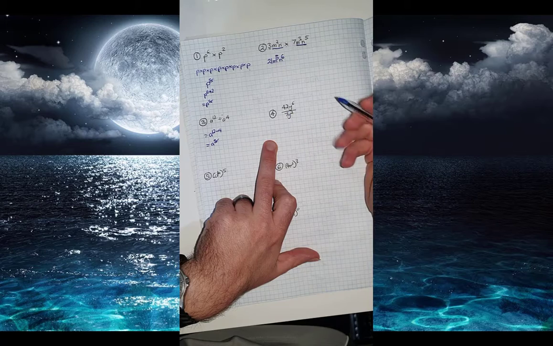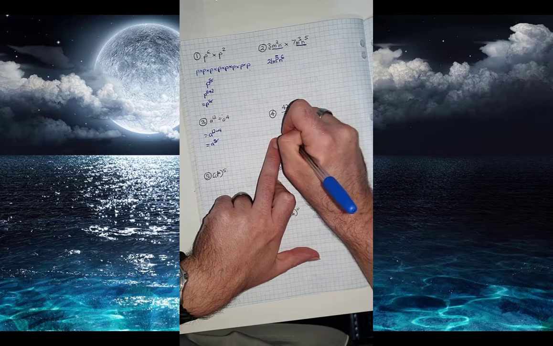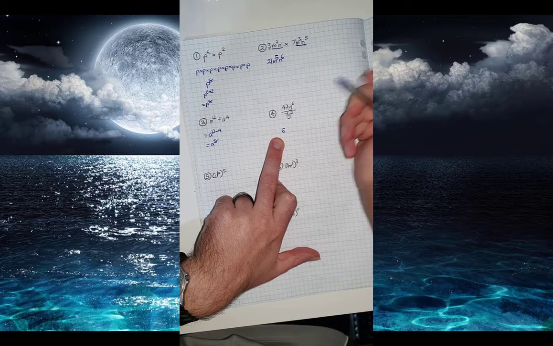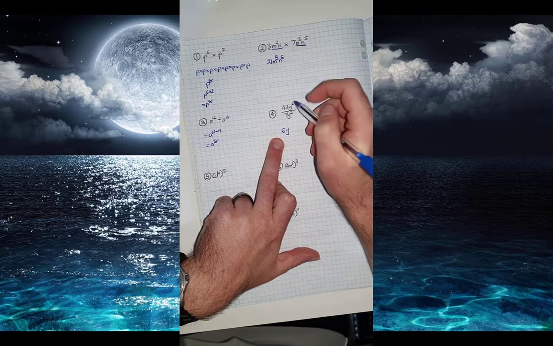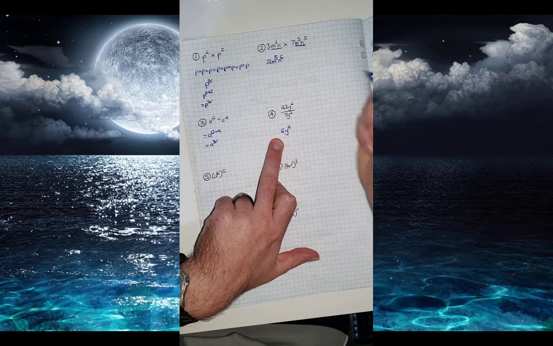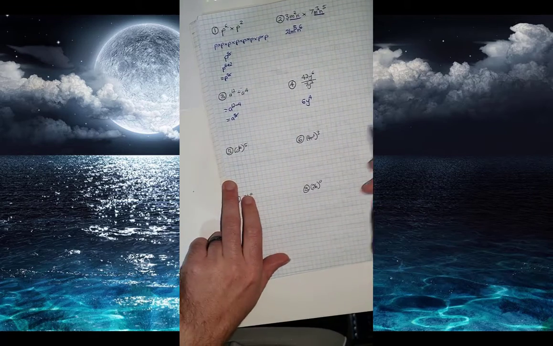Now with this, again, we've brought numbers into it. 42 divided by 7. So we know that that is 6. Y to the power of 6 divided by y to the power of 2. So we write y. 6 take away 2, that's 4. And that is our answer.